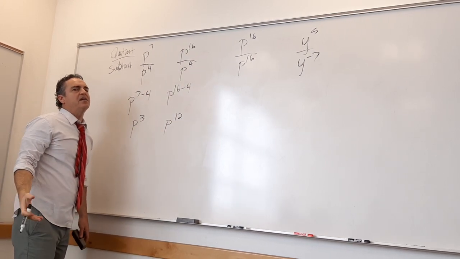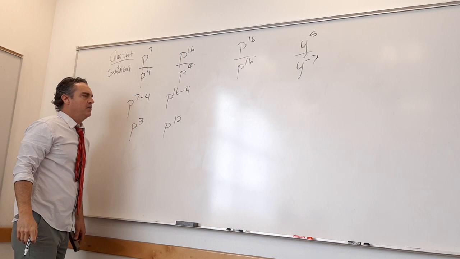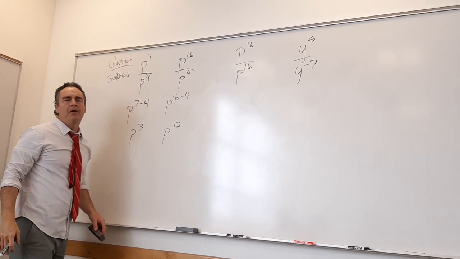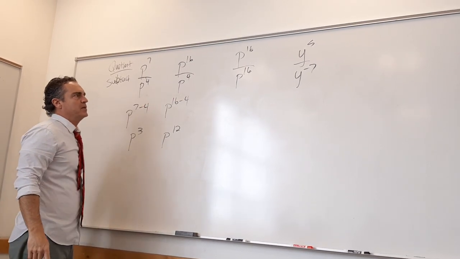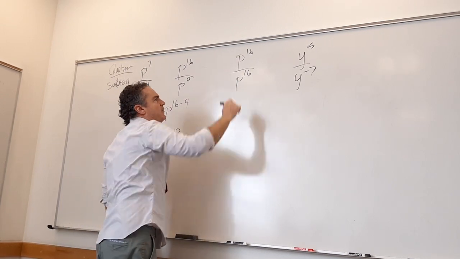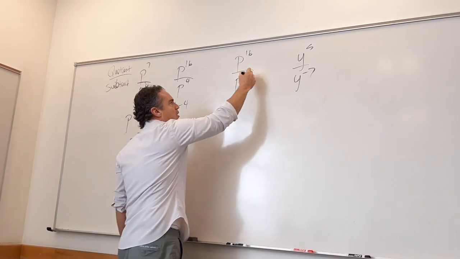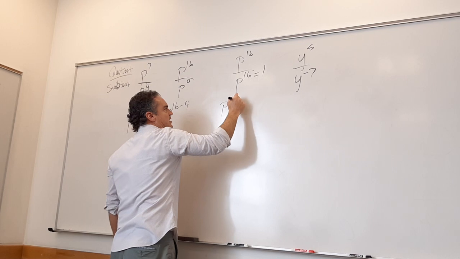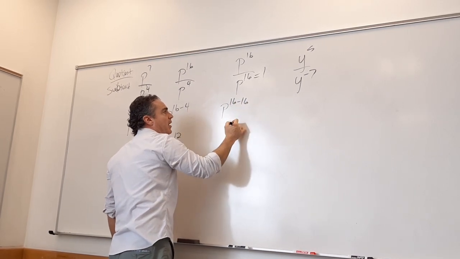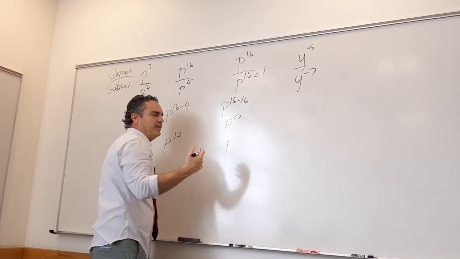Brain wants you to say 16 divided by 4 is 4. Okay, and say it's p to the 4th, but you got to subtract them, right? We threw that in there on purpose. What's anything divided by itself? 1. So you already know that answer is 1, but you could also call it p to the 16 minus 16, which makes p to the 0, which equals 1. Yeah, there we go again.